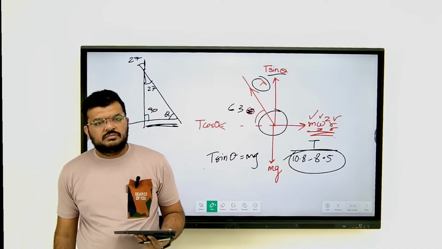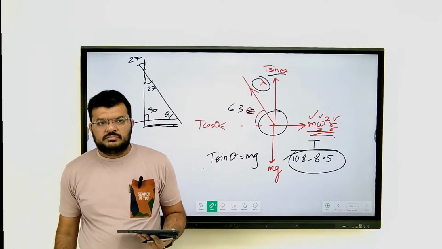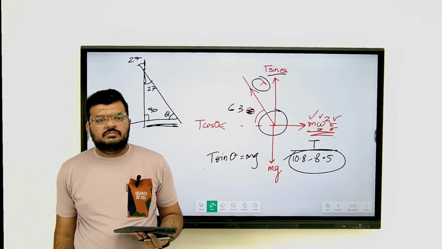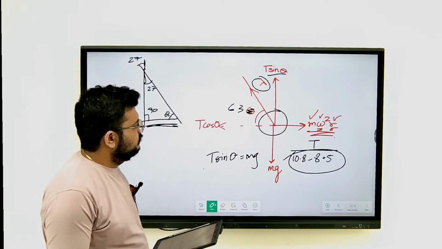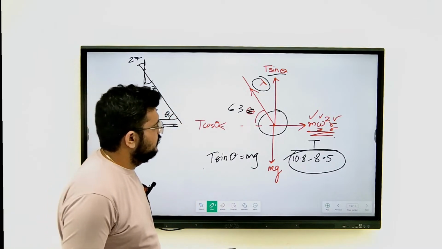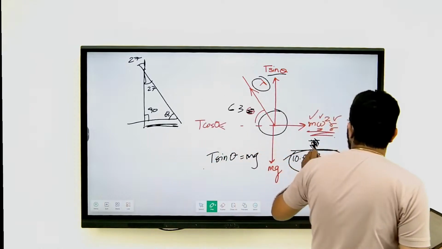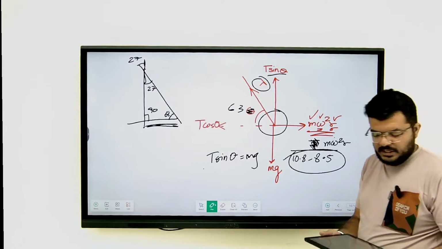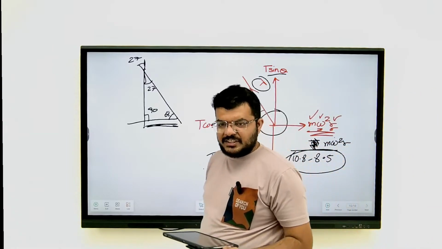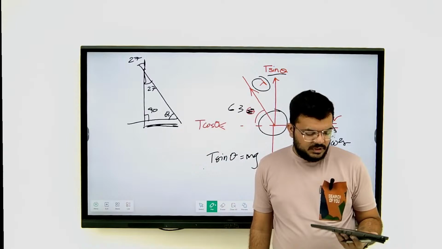So for force we only need to consider m omega square, because mg had already been accounted for up to 8.5. Oh, right. So this m omega square r should have been the answer, right? And centripetal acceleration is omega square into r.